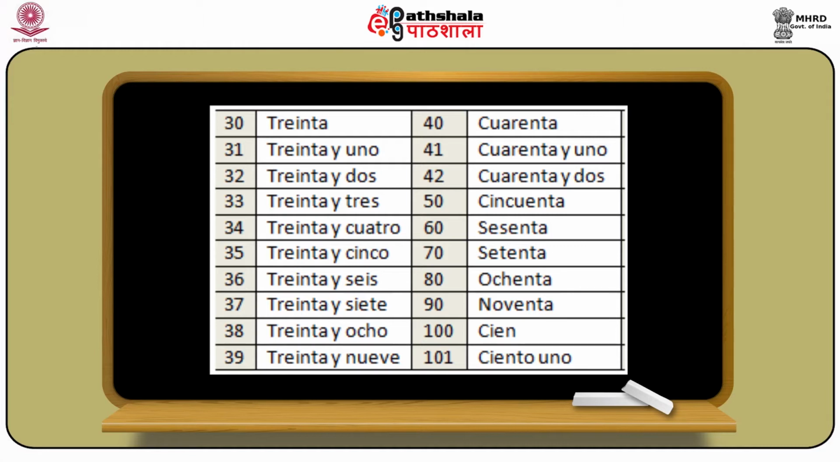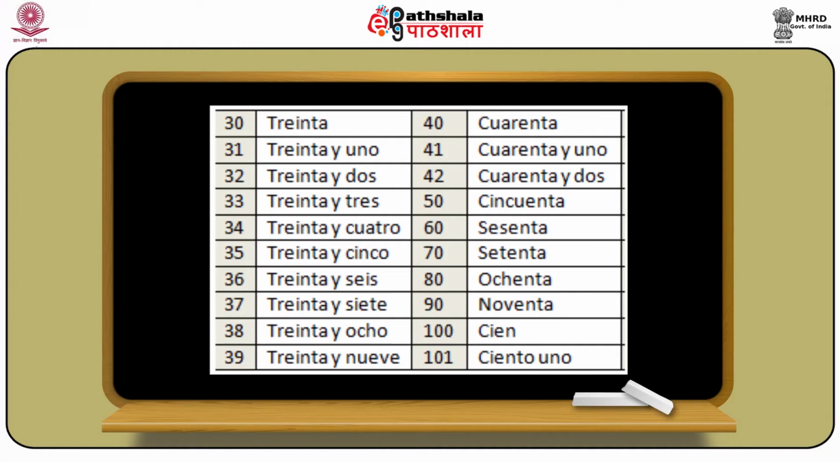And 40 is said as cuarenta. So after 40 till 49 again the same rule applies, that is we take cuarenta and we add y uno, y dos, like this. For example, if you want to say 41, we'll say cuarenta y uno. If you want to say 42, we say cuarenta y dos. If you want to say 43, it will be cuarenta y tres, and likewise till we reach 50. So 50 will be cincuenta.